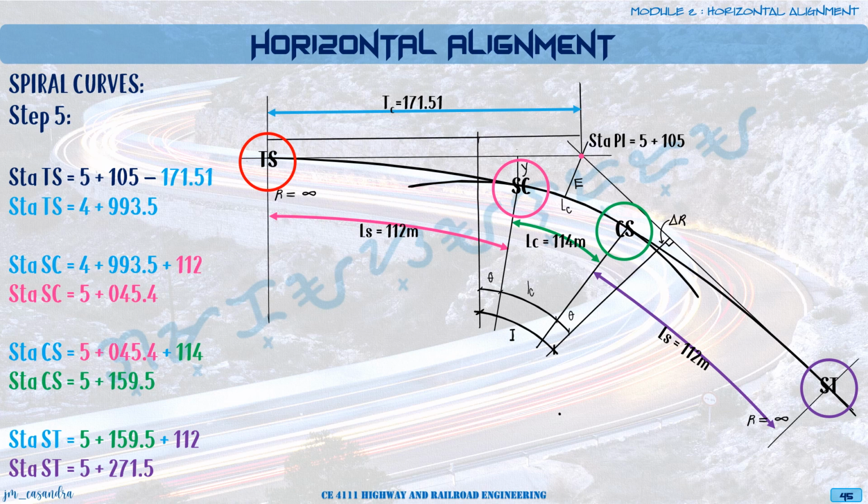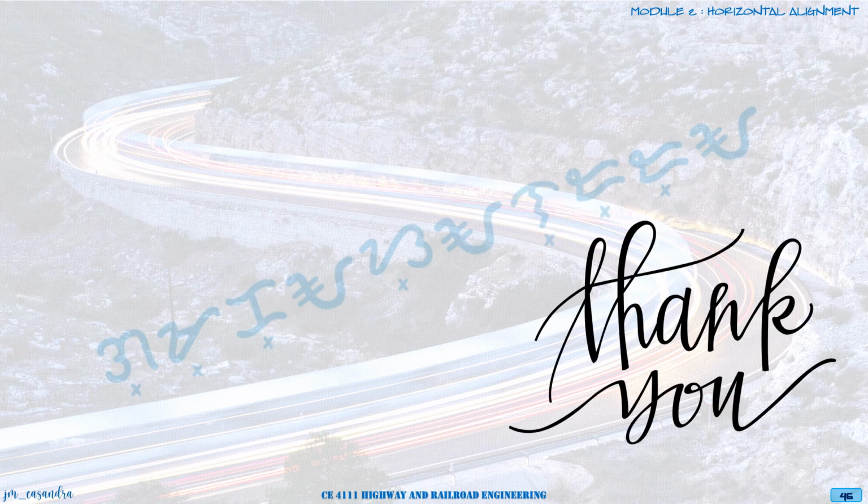Okay, so once we have identified the stations of the convergence of the spiral, tangent, and new circular curve, then we're good to go with the next step of the design, which is designing the superelevation of our highway. Okay, so that's it for the design of spiral curves.